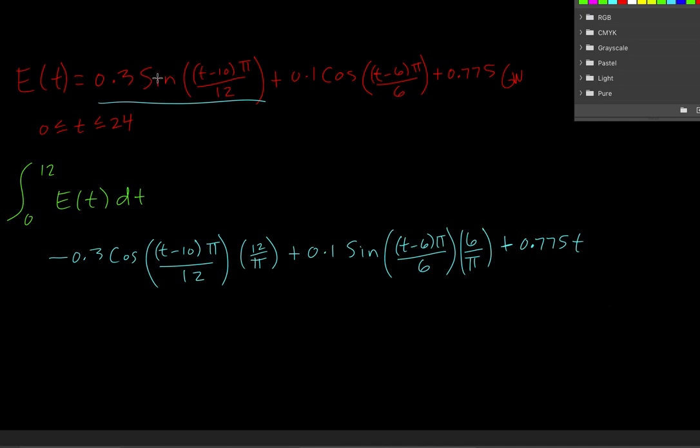So sine gives us negative cosine, so that's why this negative sign showed up. I rewrote the 0.3, rewrote the inside, and then if I was to distribute this pi twelfths to the t and to the 10, the 10 would just be a constant, so that would go away for my derivative. But pi twelfths t would give me a derivative of pi twelfths, but then we multiply by the reciprocal because we're taking an antiderivative. Okay, so that's what that is. And then cosine turns into sine. I still have my 0.1.